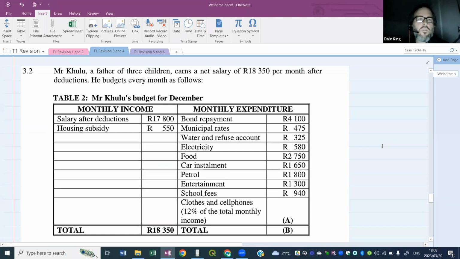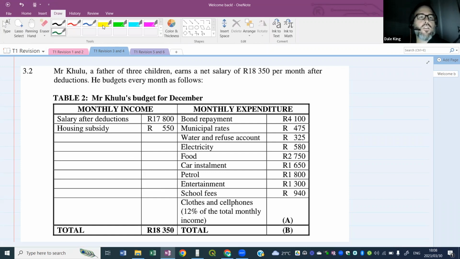It says, Mr. Kulu, a father of 3, earns a net salary of 18,350 per month after deductions. Okay. He budgets every month as follows, and there's his budget that he's drawn up. Okay, so a quick question. What does net salary mean? Can anyone tell me in chat, what is net salary? That word there, net. Who can tell me in chat what that means?